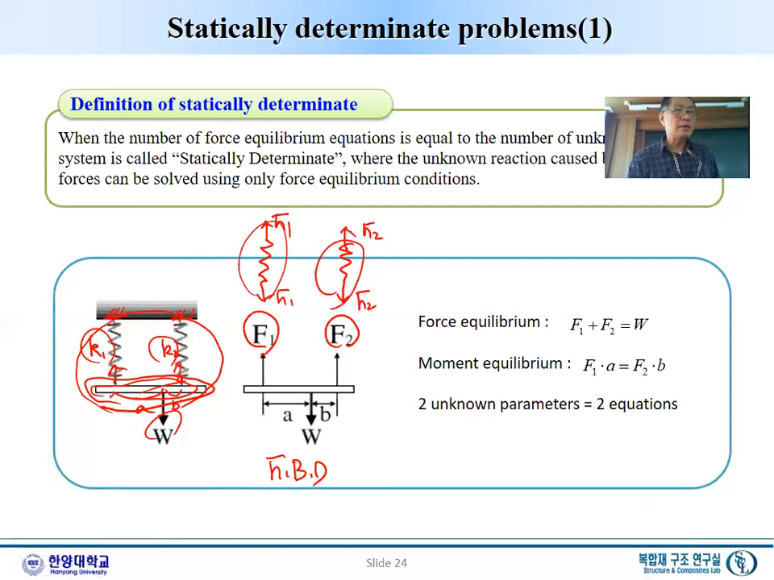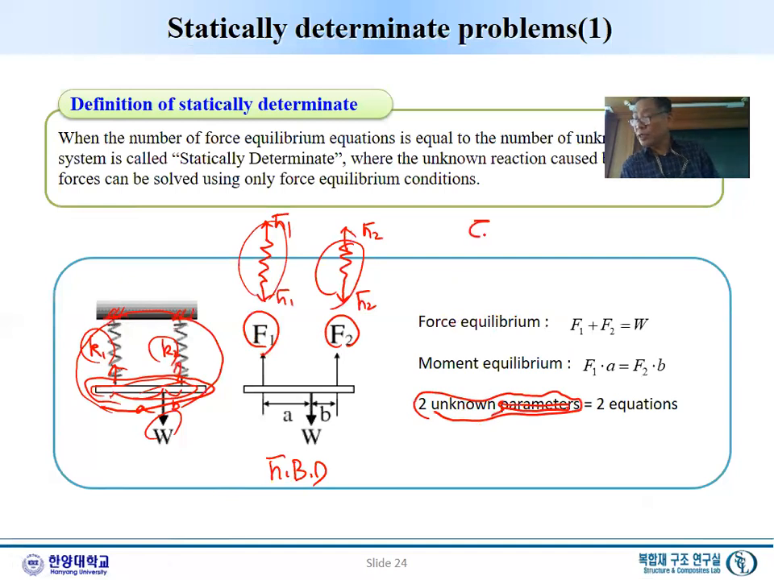Unknown. What is that? What are they? They are F1 and F2. So two unknowns, okay? Two unknowns. Now, how many equilibrium equations? Okay, how many equilibrium equations?